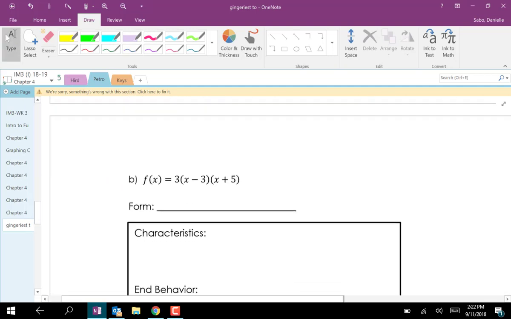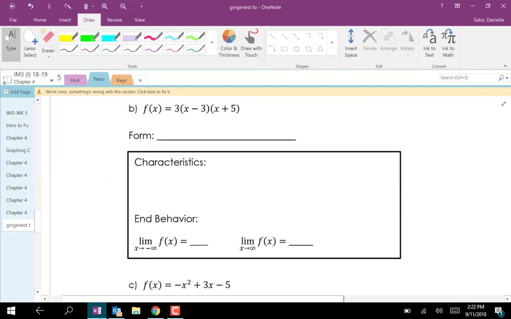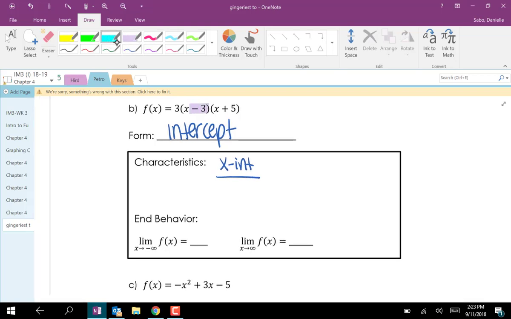All right. What form are we in for B? Yes, it's intercept form. Yes, x-intercepts is what we can find. Intercept form, which means we can find the x-intercepts. Okay, there's two of them. There's one here in purple and there's one here in blue.